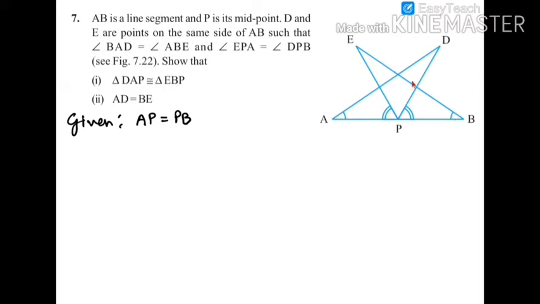Notice that AD and BE are the sides of the two triangles that we have to show congruent. So once we show them congruent, we can say that AD equal to BE, as they are congruent parts of congruent triangles. Since the two triangles that we have to show congruent are overlapping in this figure, let's separate them. So triangle ADP is here and triangle EBP.